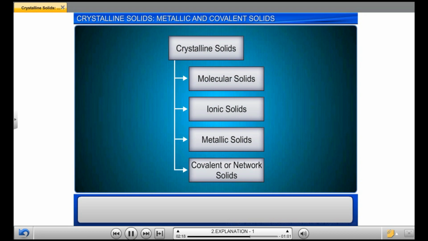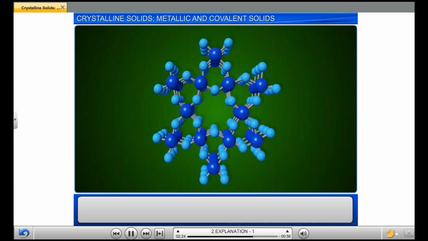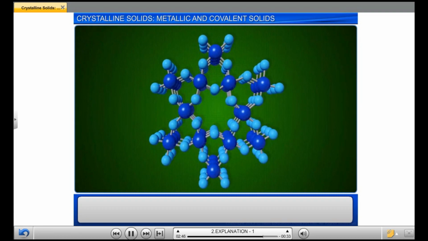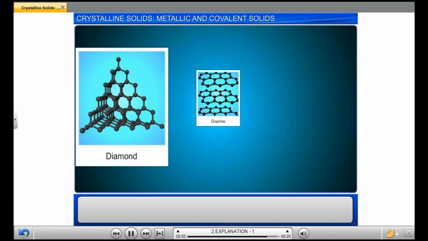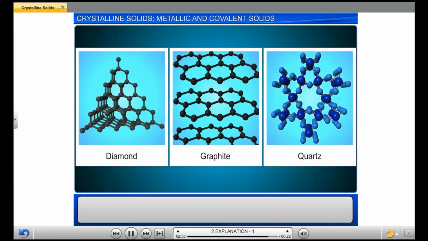The other type of crystalline solids is covalent or network solids. The constituent particles in these solids are atoms. These atoms are held together in large networks by covalent bonds. This interlocking network of covalent bonds extends throughout the crystal in all directions. Hence, covalent solids are also called network solids. They are also termed as giant molecules. Diamond, graphite, and quartz are some network solids.